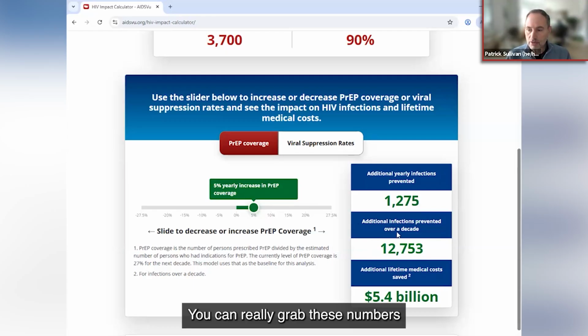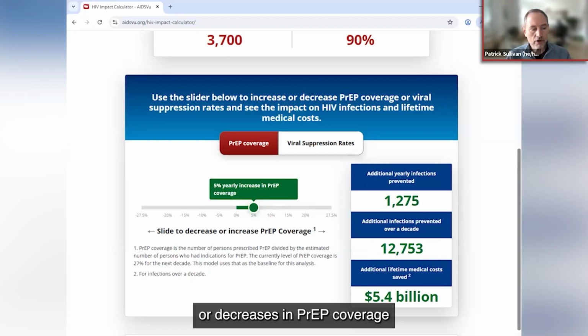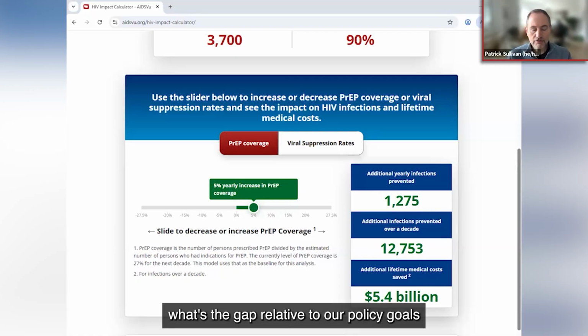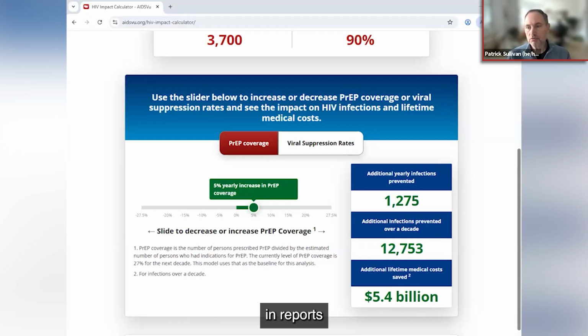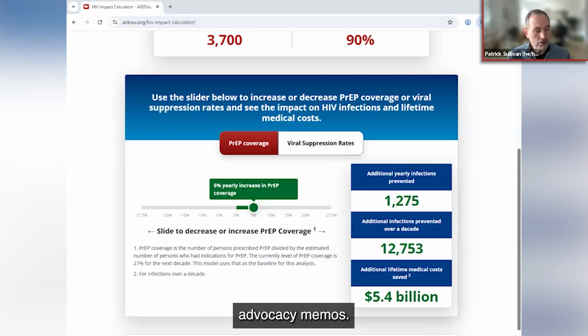You can really grab these numbers and associate them with some different levels of increases or decreases in PrEP coverage to have that discussion for budget planning. Every output that we present here is meant to be something that you can actually use. How many extra infections, how much additional cost, what's the gap relative to our policy goals for ending the HIV epidemic in the US? And you can use these numbers in reports, in having discussions with policymakers, advocacy memos.